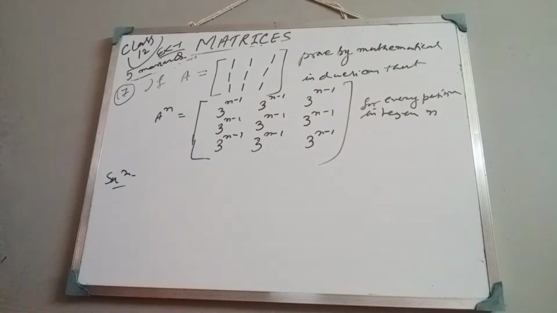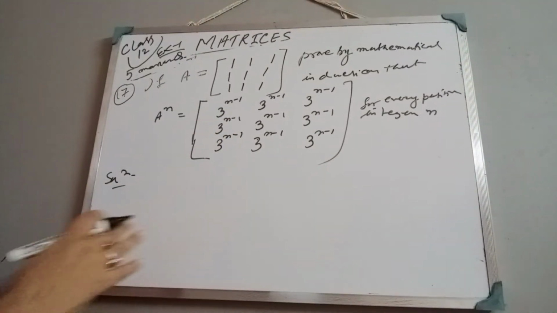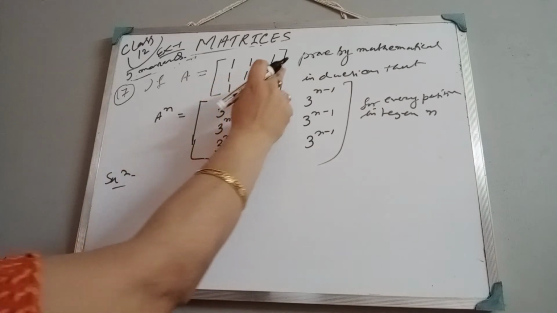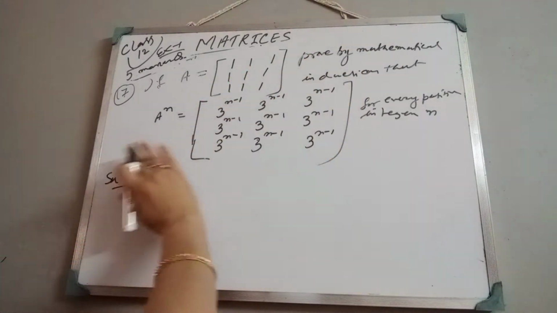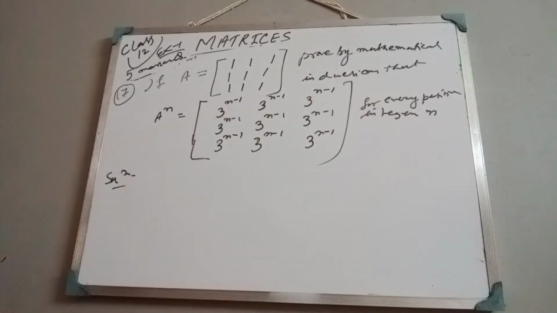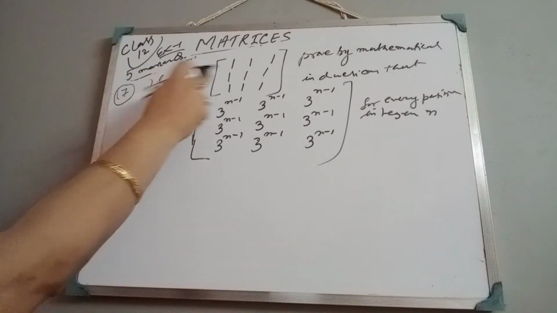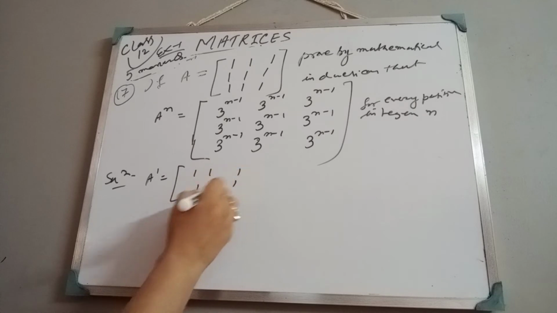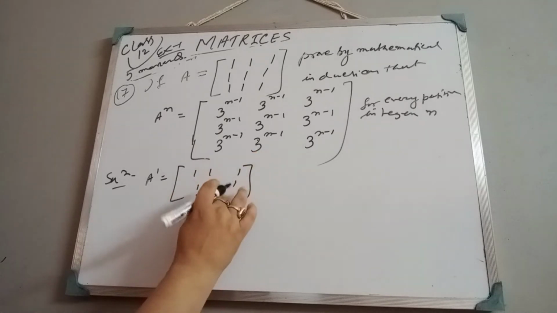Now, class 12, let us continue the chapter Matrices, Exercise 1. Already I have started sum number 17. What is given? A is given, and we have to prove by mathematical induction that A to the power n is this. Now, A is this, which means A to the power 1 is this. That is given to us.